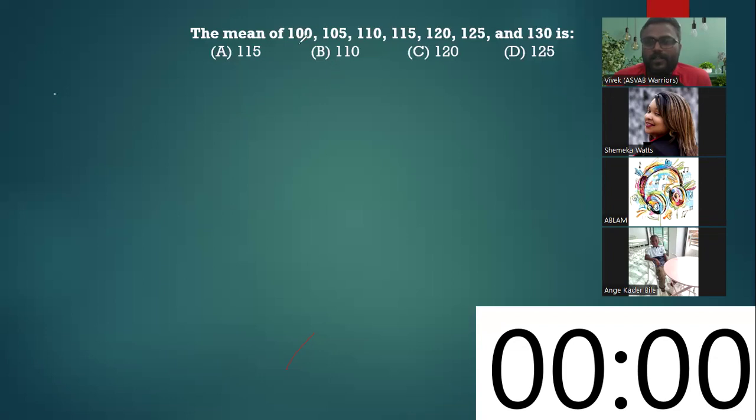Now we need to add all these numbers. So let's add them up. 100, 105, 110, 115, 120, 125, 130. So 5 plus 5 is 10, plus another 5 is 15. You carry the 1 over. 1 plus 1, 2, 3, 4, 5, 6, 7, 10. Put a 0 over here, carry the 1 over. So 1, 2, 3, 4, 5, 6, 7, 8.